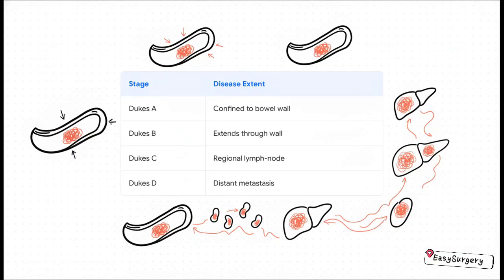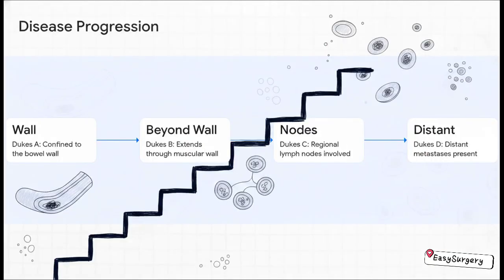Duke's C is triggered the literal moment regional lymph node metastasis is present. And finally, Duke's D is characterized by distant metastasis. It's a very logical stepping stone kind of progression. I actually love thinking about this anatomical progression like a clear visual staircase. We're moving step by step here, from the wall in step 1 to beyond the wall in step 2, into the lymph nodes in step 3, and finally, unfortunately, out to distant metastases in step 4.